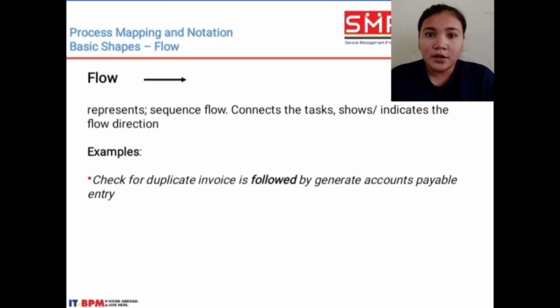What is flow? Flow is represented by a solid line with an arrowhead. The meaning is it is the connection between the shapes, events, activities, and decisions that you've already learned about. The process of this is it clearly shows the sequence of the process, which step comes immediately after another. It answers the question: what happens next?